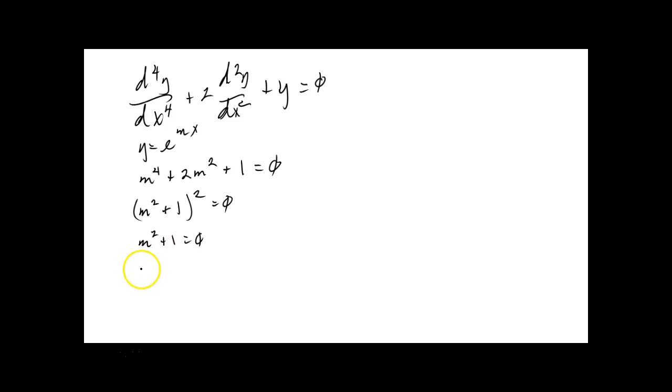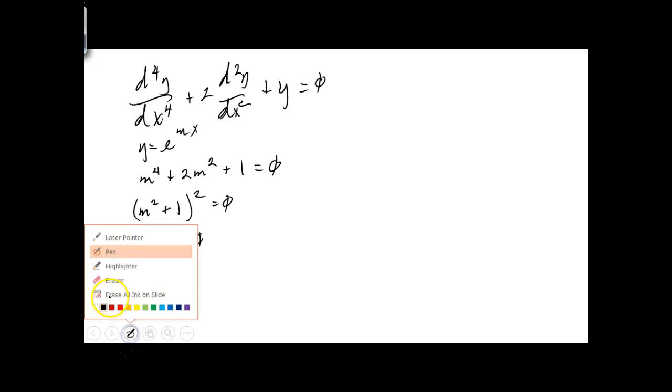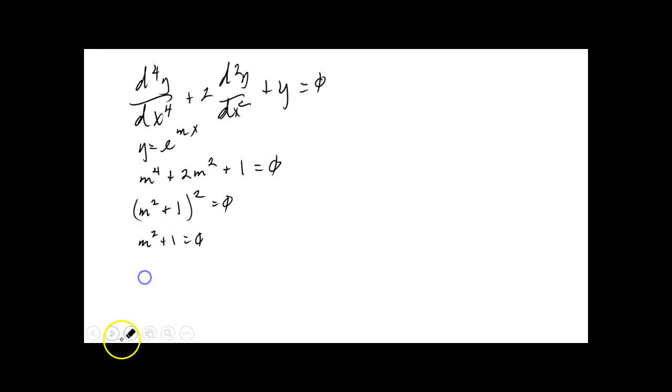Second? Y, sorry, m. Okay. m is equal to, well, let's just do it this way. m squared is equal to -1, right? So m is equal to plus or minus the square root of -1, right? And what is that? Yeah, plus or minus i.